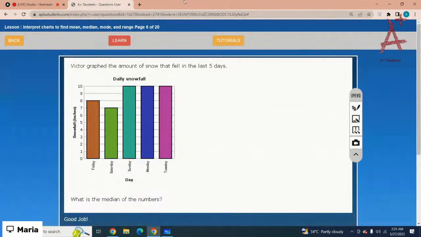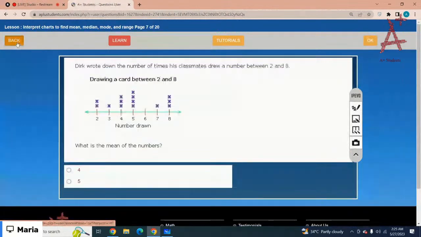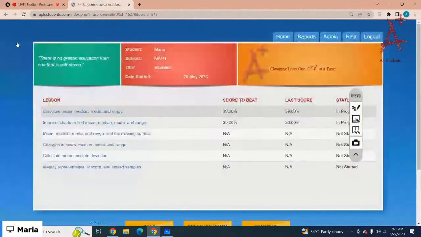Okay, you can complete the test by yourself later today. Let me just move on to the next lesson. And the next lesson is mean, median, mode, and range.